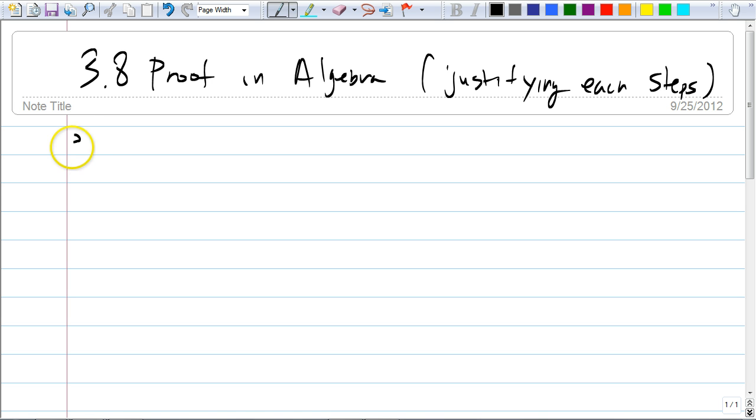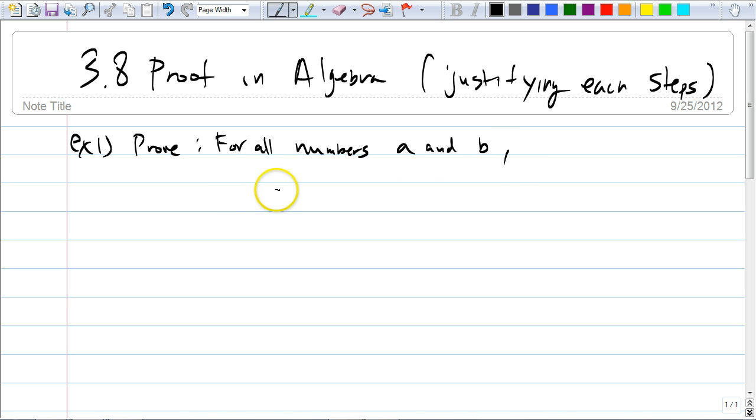Okay, so example 1, we're going to justify each step. It will say: prove for all real numbers a and b. Okay, show that this is given. Show that if I have a plus b minus b, what does it equal to, guys?